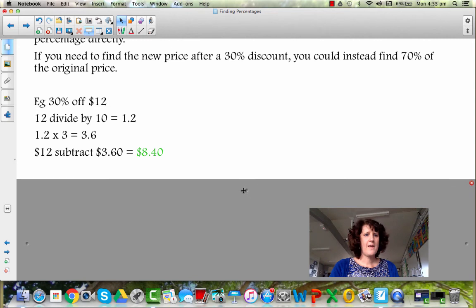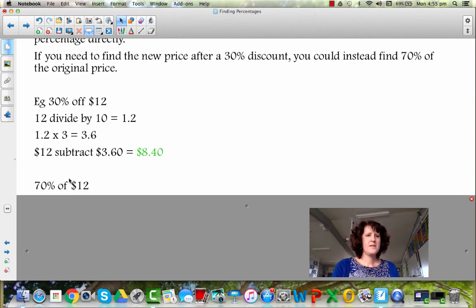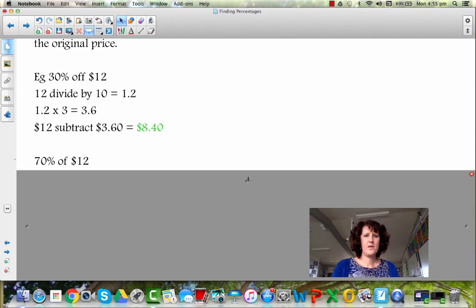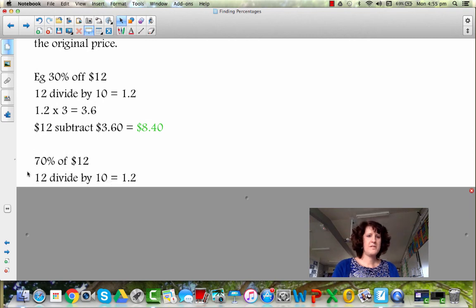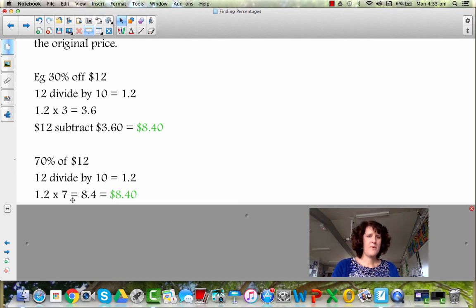But here's a quicker way. You find 70%, because 70 is the amount left over. So 30% is the discount. So the final price is going to be 70% of 12, because 30 and 70 make 100. So you can do this in one step. You divide by 10 to find 1.2. You multiply by 7 to find 70%, and you can see you get the same answer, $8.40, in a quicker step.